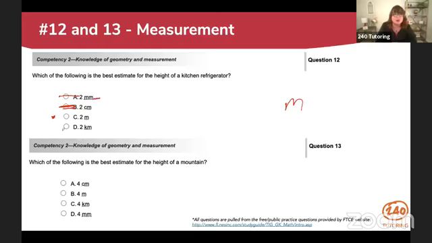So this is too much. The correct answer here is C. The next one's very similar. Which of the following is the best estimate for the height of a mountain?